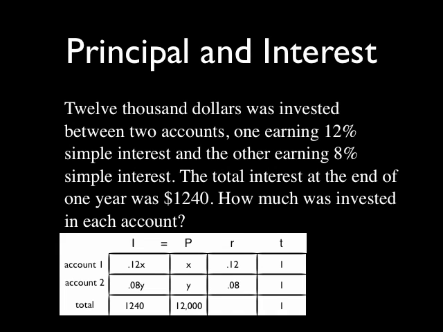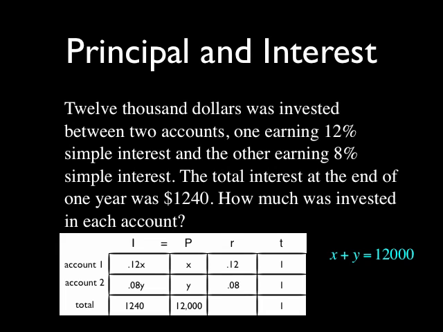Okay, the next thing we want to do is get our equations. So, what do we know? Is there any relationship between all these numbers in these boxes? Well, I know that the amount of money I invest in the first account plus the amount of money I invest in the second account has to equal my total investment. So I know that x plus y has to equal 12,000.